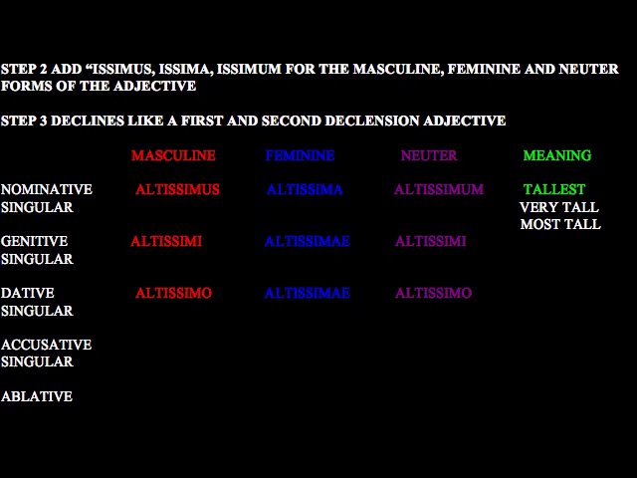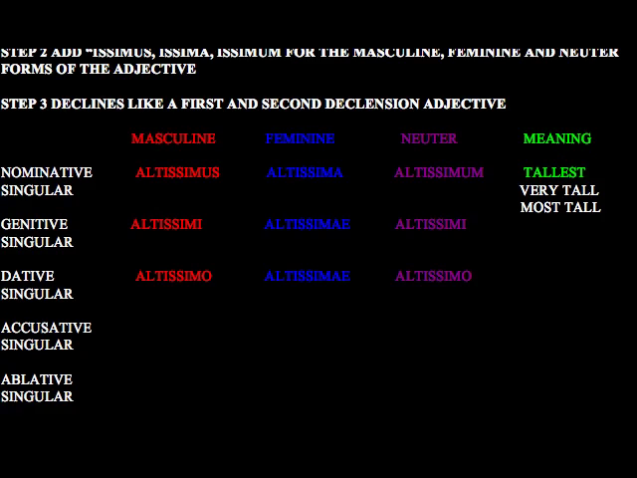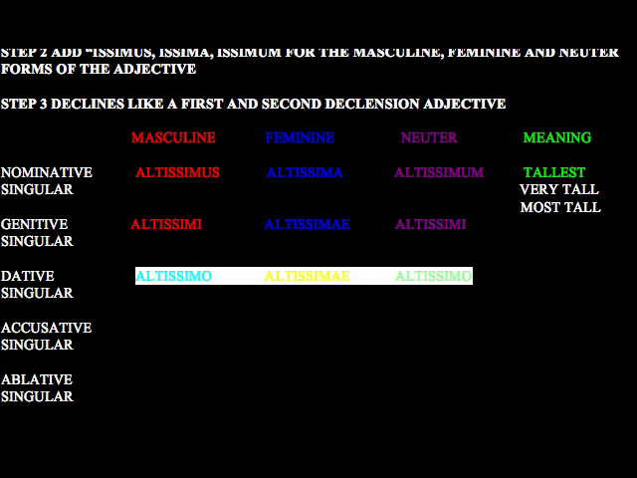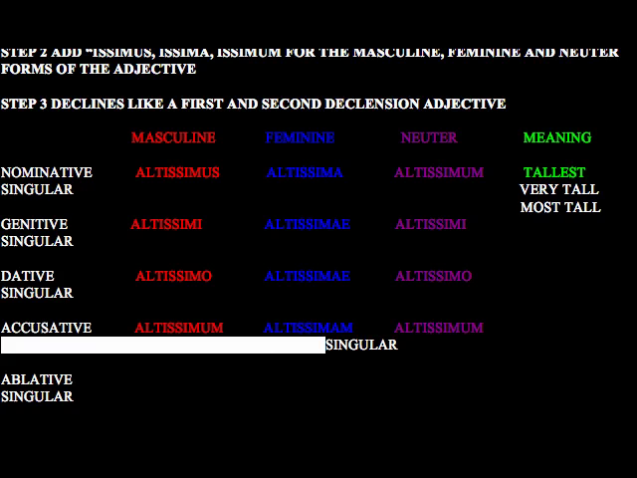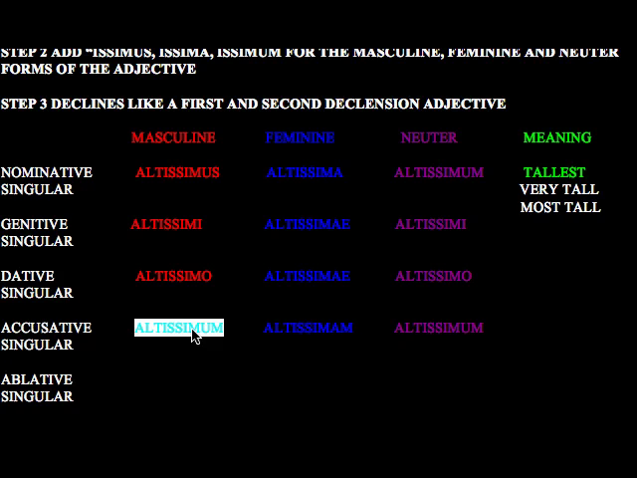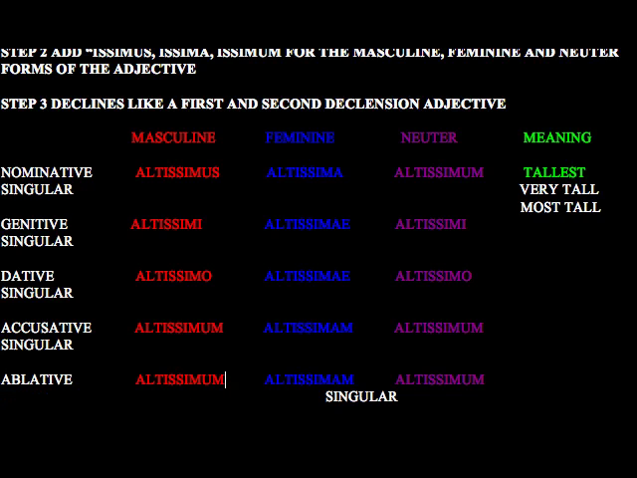Great. The dative, I'm just going to cut and paste and add the appropriate endings. It's going to be altissimo, altissimae again, and then altissimo. I'm just going to scroll this up. And then the accusative, altissimum, altissimam, and altissimum again. Remember that the neuter is the same in the nominative and the accusative. And then lastly, the ablative is just going to be altissimo, altissima with that A with a macron, and altissimo.